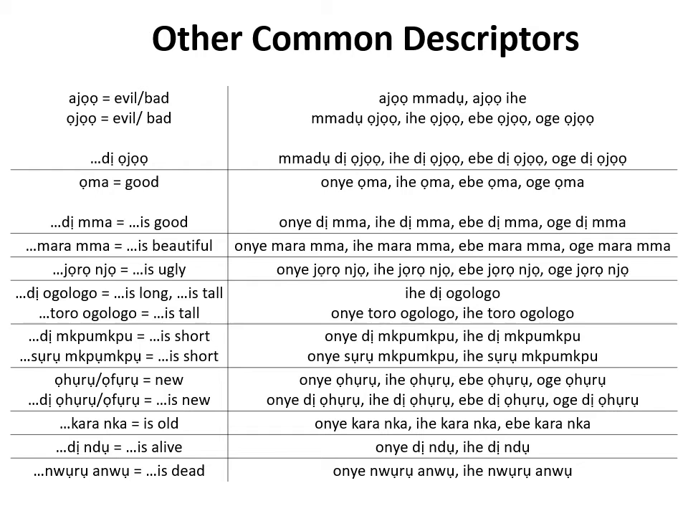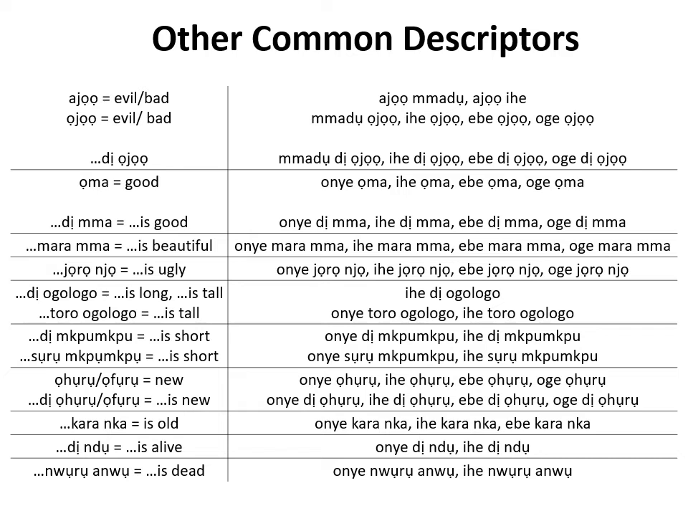In terms of height, you can say diogologo or dorogologo. For diogologo, we usually use that specifically for things, so non-living things. So ihe diogologo, any of the different things we learned, diogologo. Dorogologo, we can use it for things too, so we can say ihe torogologo, but torogologo is usually what we use for living things, so a person, onye torogologo. So again, ihe diogologo and onye torogologo. We usually don't say onye diogologo. Diogologo is for non-living things and torogologo is for living things, even though torogologo we can also use for non-living things.